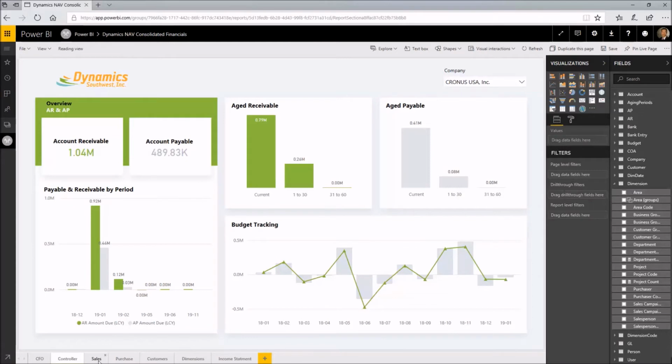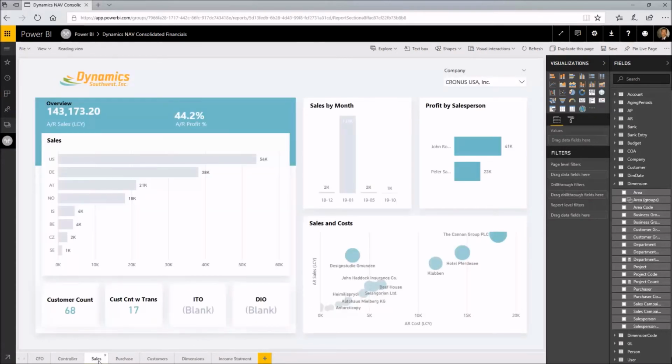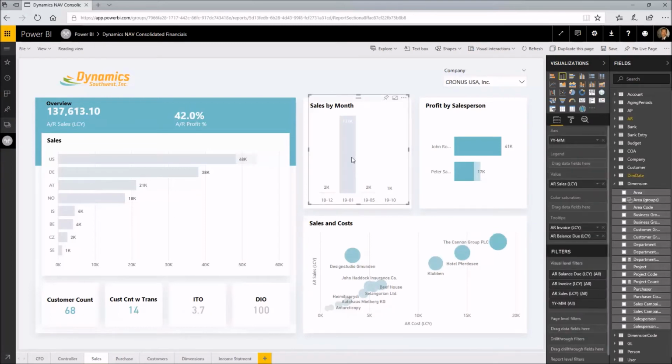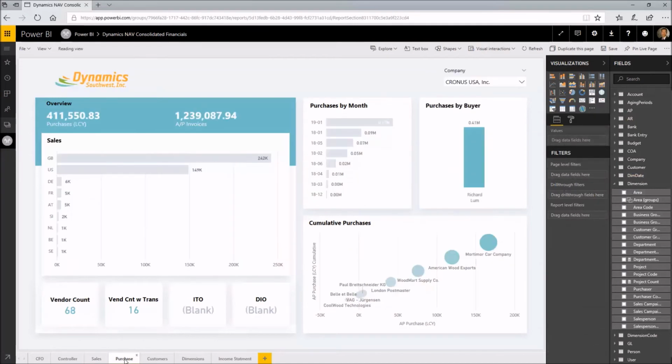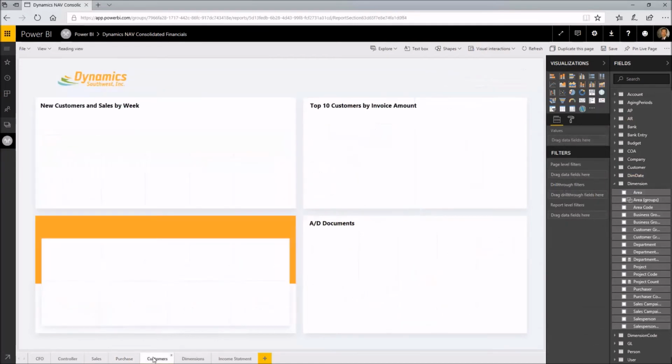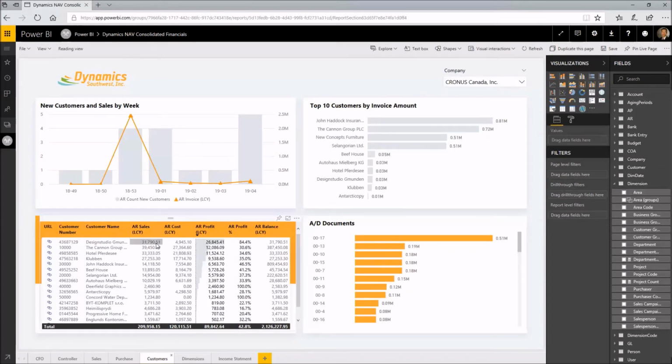The sales dashboard provides the insights of the sales by month, region, and the salesperson, as well as the inventory turnover and the days inventory outstanding. In a similar fashion, there is the purchase dashboard. The customer dashboard focuses on the customer analysis with links to open the NAV customer card.